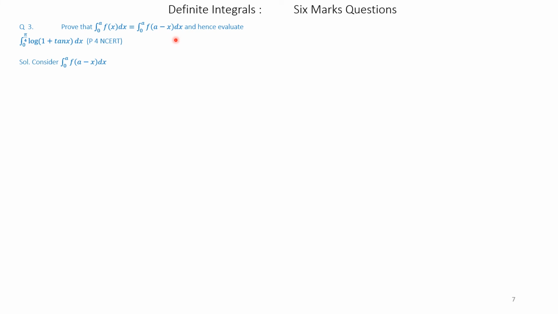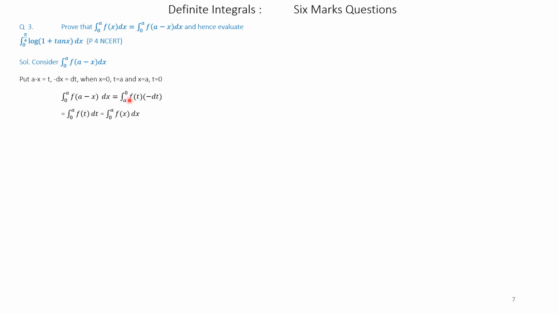Property number 4. Therefore, put a minus x equal to t. Therefore, minus dx is equal to dt. When x is equal to 0, t is equal to a. And when x is equal to a, that is the upper limit, t is equal to 0. So by putting the lower and upper limits, we have found the new limits of t. Therefore, the given function becomes the integral from 0 to a of f(a minus x) dx, that is equal to, substituting t, since a minus x is t, f of t times minus dx. dx is minus dt.